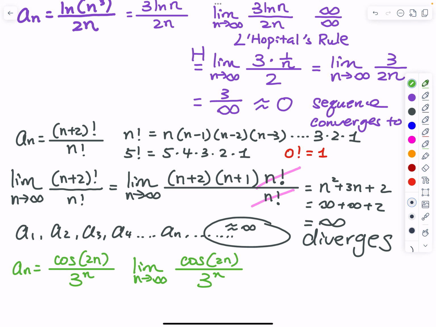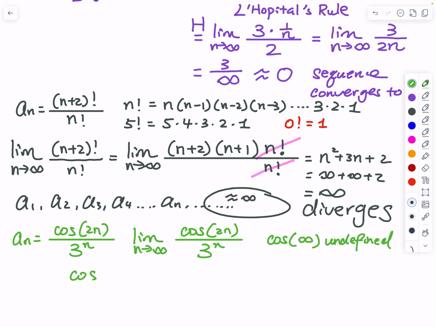When n goes to infinity and the function has a cosine or sine, usually we need to use the squeeze theorem. I also need to remind you that cosine of infinity is undefined. You cannot use L'Hopital's rule. This one is not infinity over infinity. I need to start from cosine 2n. Just like cosine 2x, having a 2 in front of the independent variable affects the period only. It doesn't affect the range. So this is between -1 and 1.